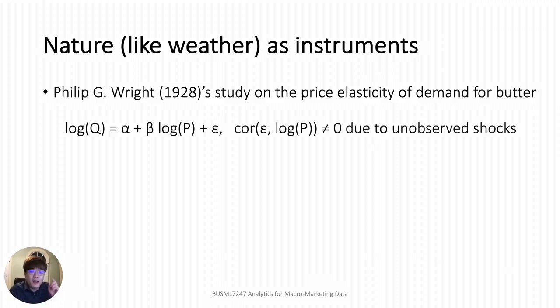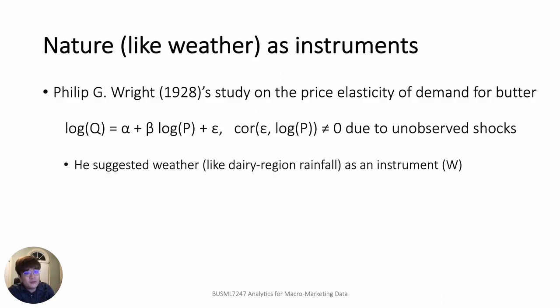He fit a simple log-log demand model to butter sales data. Q denotes the sales and P is the price. But his estimate of the log price coefficient was too small, and he suspected that there could exist unobserved shocks leading to an endogeneity problem. His solution was using weather as an instrument.